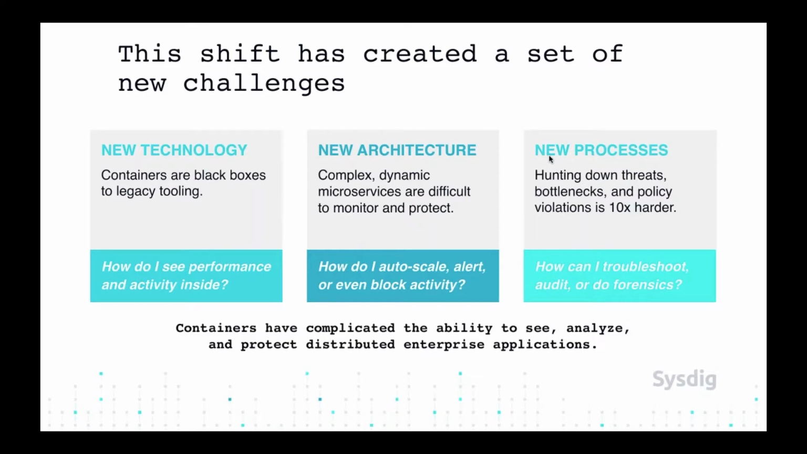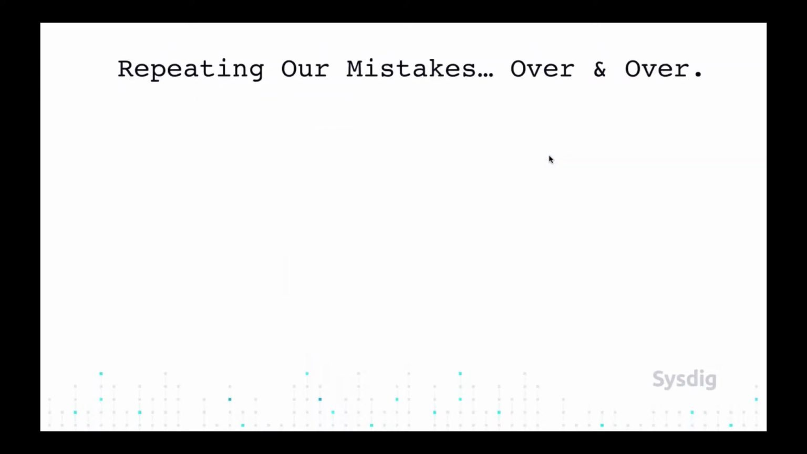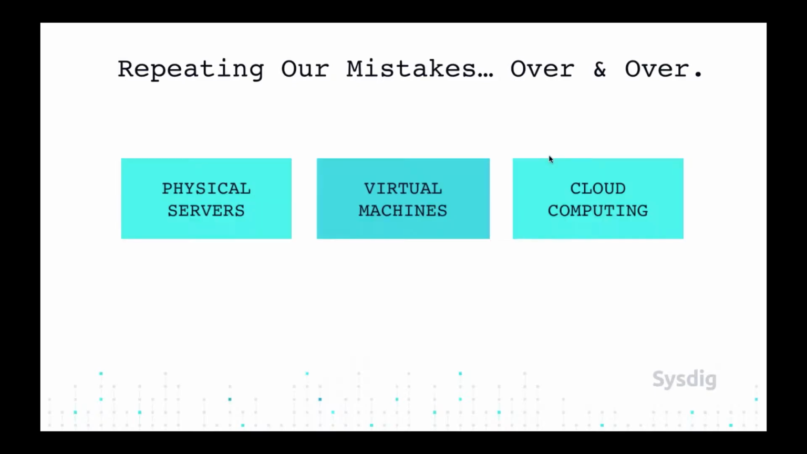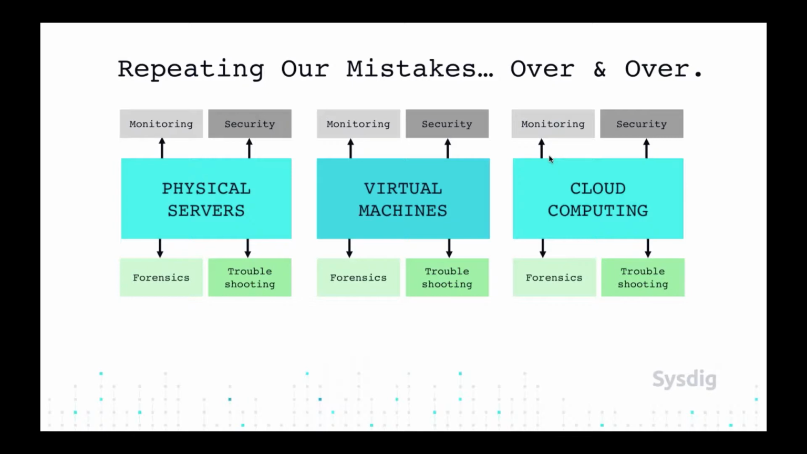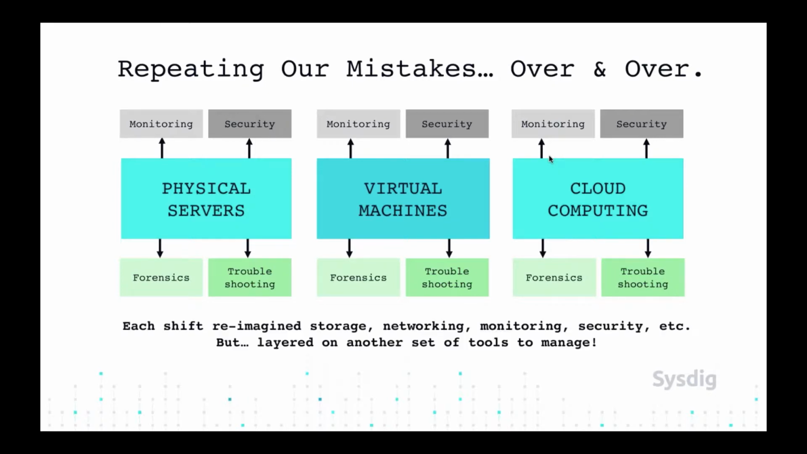So they've really complicated that ability to see, analyze, and protect everything that's going on in your environment. And if anyone's listening and is like, oh, I've been through this before, this is something that's happened again. Each time you went from physical to virtual to cloud computing, you had to rethink your shift for storage, networking, security, and the tooling that you needed to bring into that environment is completely different. So it's a huge paradigm shift where you're really trying to catch up to where you were before.